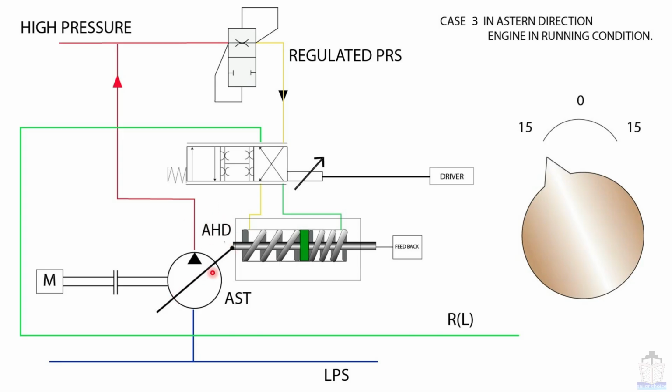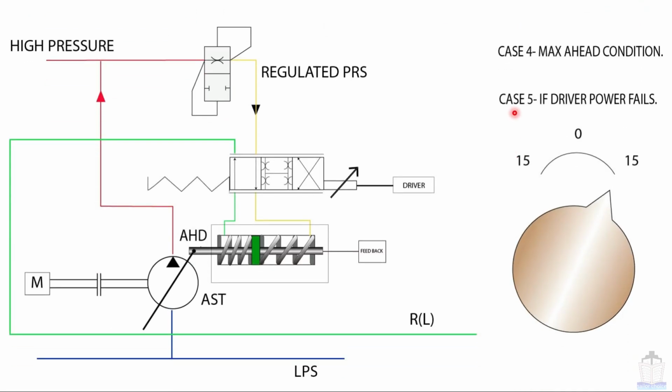So this one is ahead direction and this one is astern direction. It will move towards the astern direction. So switch plate cam will shift to astern direction. Now going to see case number 4 and 5. Case number 4, maximum ahead condition.